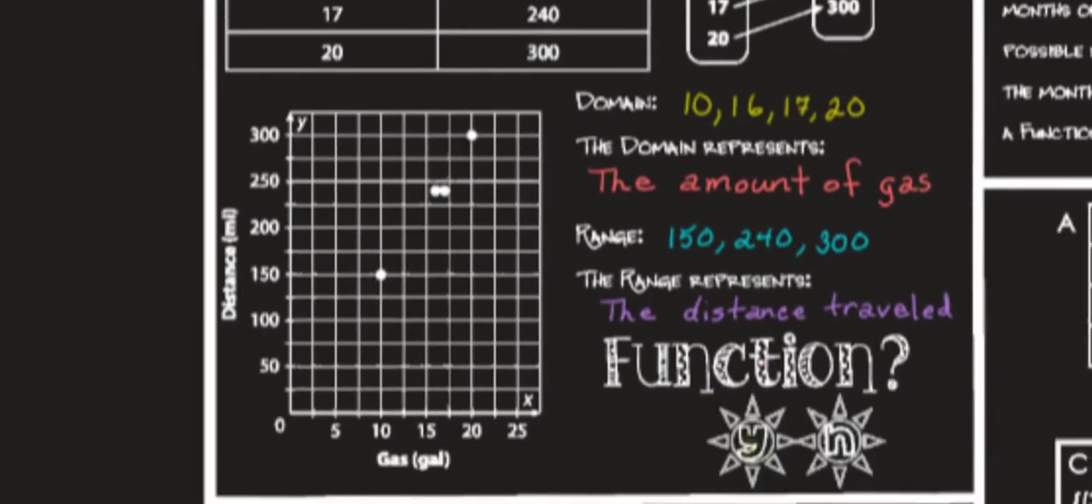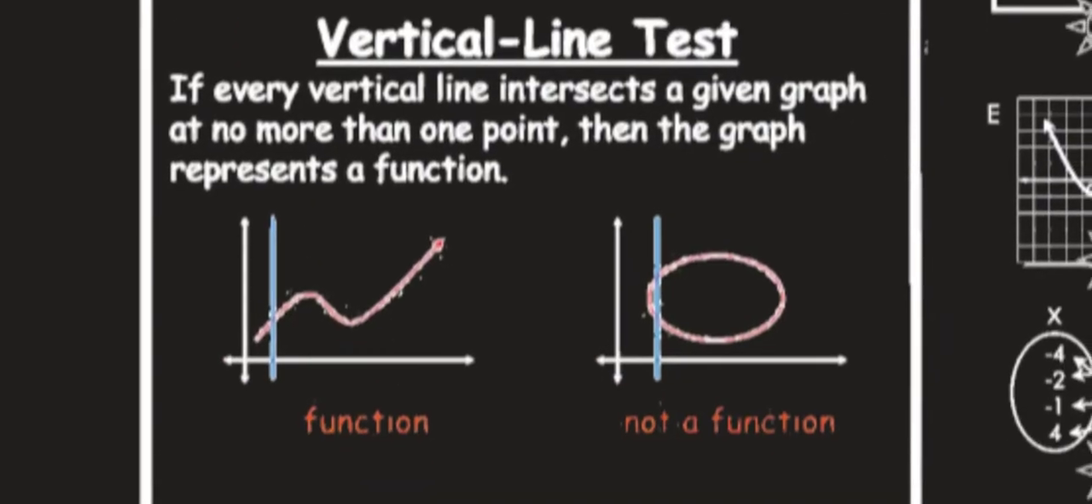Is this a function? Yes, it is a function because for every input, there's only one output. It does not matter that 16 results in 240 and 17 results in 240. This is a function. Another way to determine if a relation is a function is by doing the vertical line test.